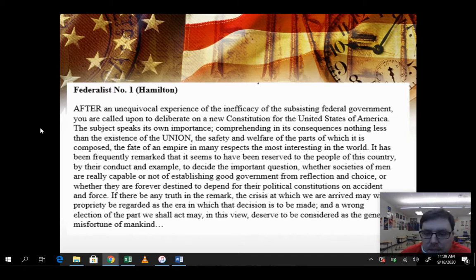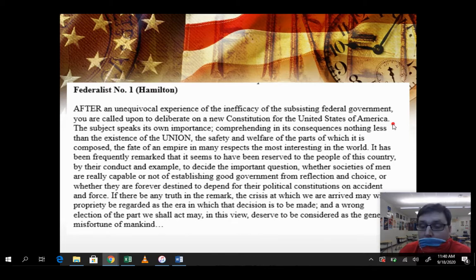Federalist Papers. I did my master's thesis on the Federalist Papers. I've got to talk about them a little bit sometime in class with you and go through them. So here's what Hamilton is saying in Federalist Number 1, the very first Federalist paper, again trying to support the Constitution: after an unequivocal experience of the inefficacy of the subsisting federal government, you are called upon to deliberate a new Constitution for the United States of America.